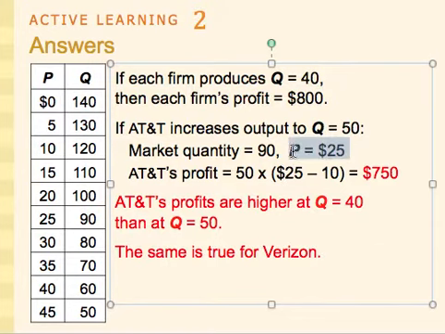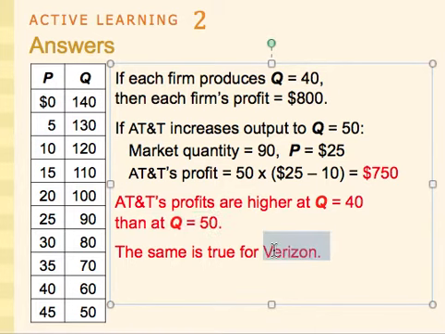So we see that price is $25, okay? AT&T's profit then is that 50 times 25 minus their marginal cost. Again, marginal cost is for every unit, okay? So if they're selling 50 of them, you can just take that 10 straight off of price. So it's essentially like saying 25 minus 10 times 50, or saying 15 times 50, and AT&T's profit is $750. AT&T's profits are higher at a quantity output of 40 than at 50.